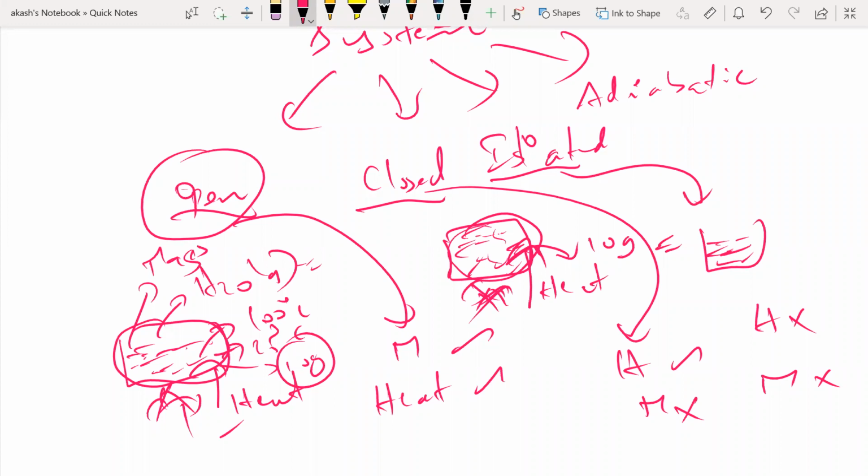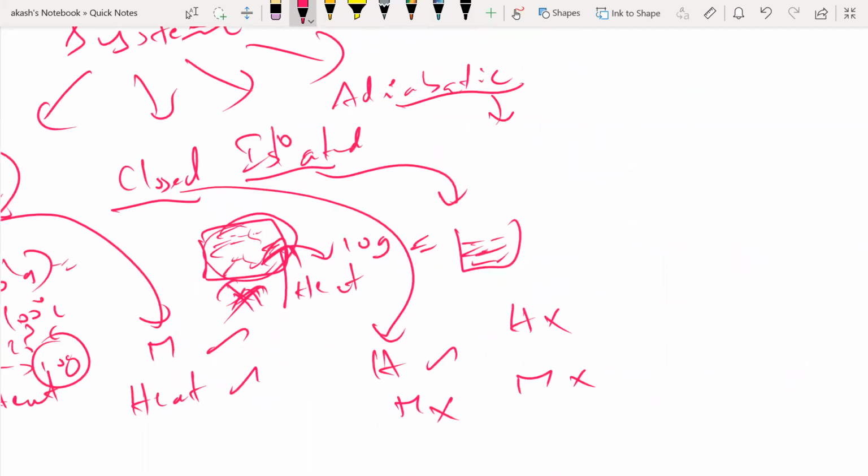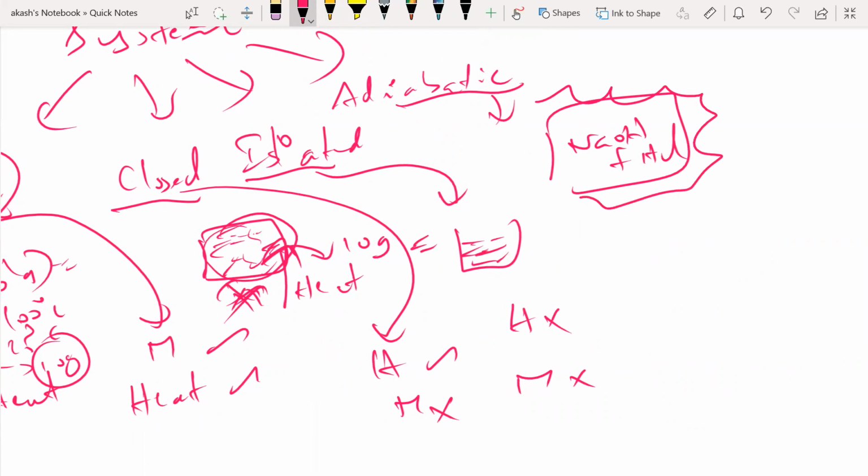And the last one, the adiabatic systems. Now, for example, for adiabatic systems, we will take a container in which we'll put NaOH plus HCl. And then we will insulate it. This is insulation.